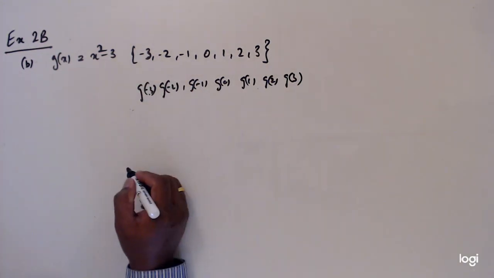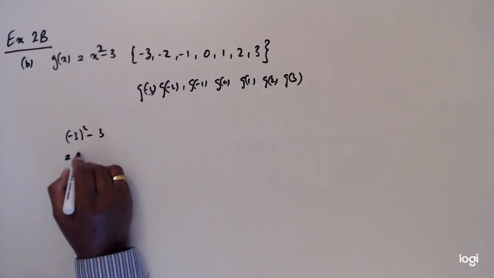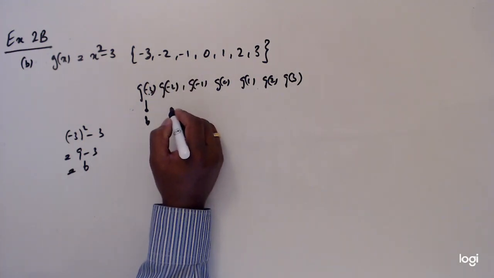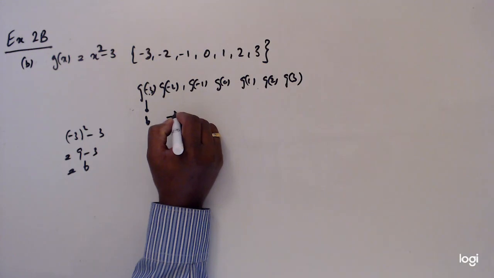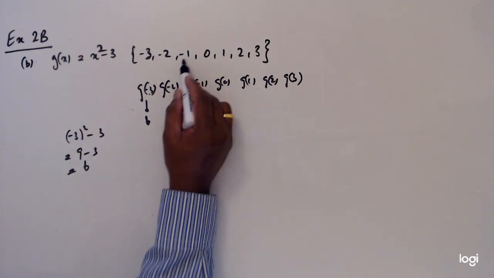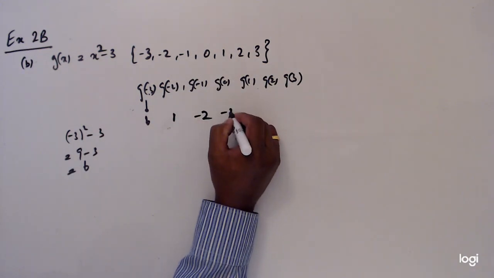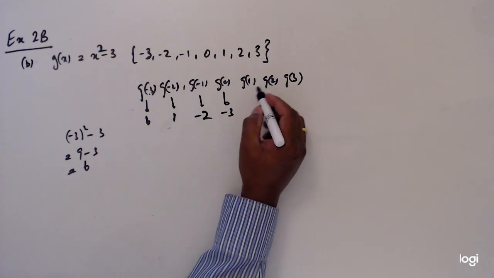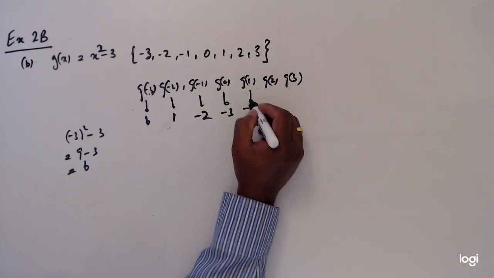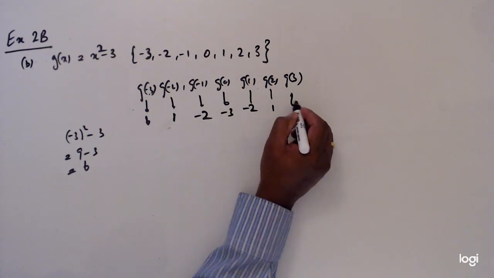So what is g(minus 3)? We find minus 3 squared minus 3. That is going to be 9 minus 3, that is 6. So this value is 6. So g(minus 2): minus 2 squared, 4 minus 3, 1. And minus 1 squared, 1 minus 3, that is going to be minus 2. If it is 0, 0 squared minus 3, this is minus 3. And g(1) is again going to match minus 2: 1 squared minus 3. And g(2) matches with 1, and g(3) should be matched with 6.